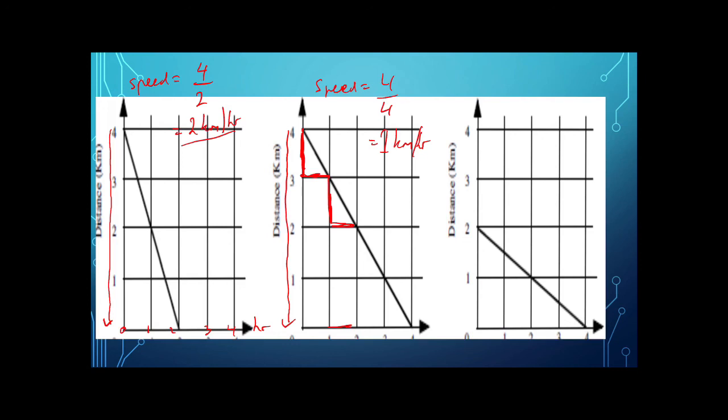A final question. The distance is 2 kilometers and the time is 4 hours. So again, I'll do it properly. Speed is equal to distance over time. The distance is 2 kilometers and the time is 4 hours, and that gives us half a kilometer per hour. And I'm just going to check to see if that's the case. Half a kilometer, that's there, and that took 1 hour. Yes, it did.